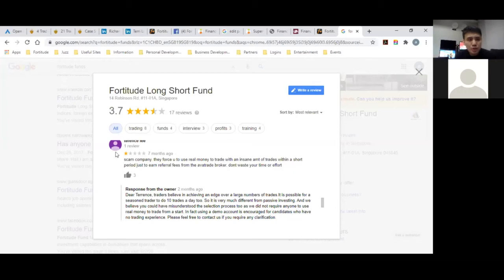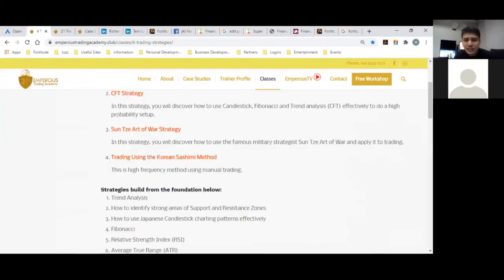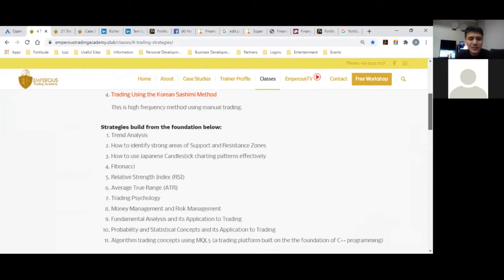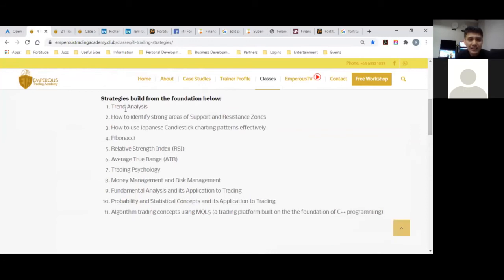So I will share with you. For example, this 4 trading strategy is built on the foundations of all these strategies. So we will share trend analysis, support resistance, Japanese candlestick, Fibonacci, RSI, and we will even cover trading psychology, money and risk management, fundamentals and their application to trading, and also using probability and statistics. In fact, I want to include a bit of coding in this course, even in the fundamental program. So you see over here what classes we have.